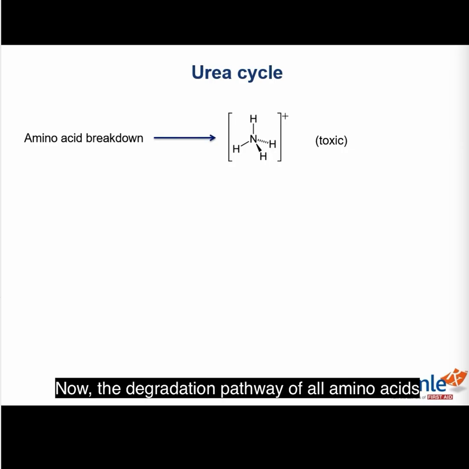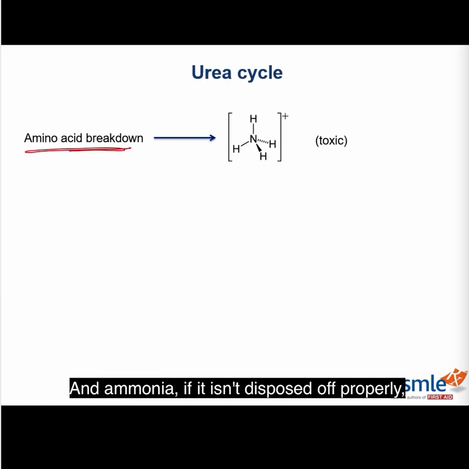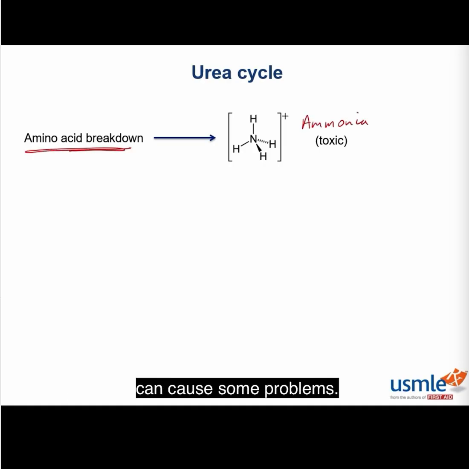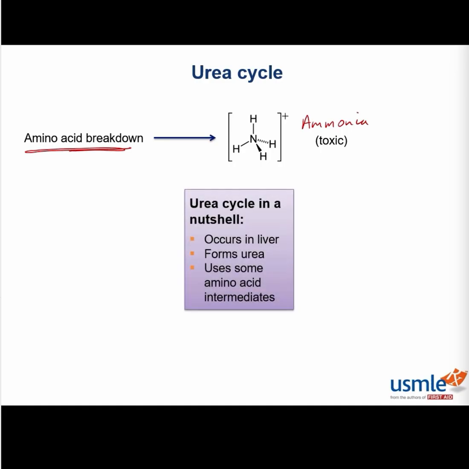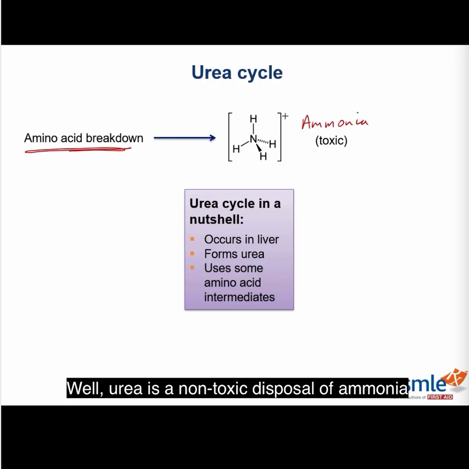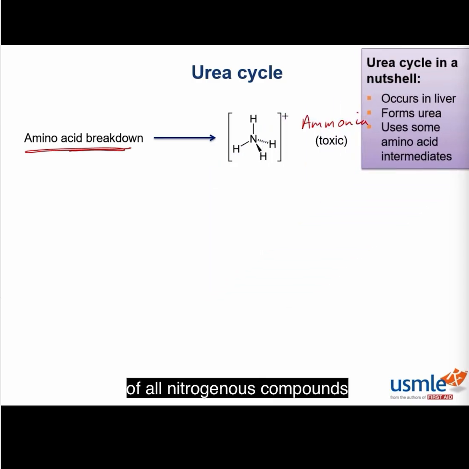Now, the degradation pathway of all amino acids produces ammonia, and ammonia, if it isn't disposed of properly, can cause some problems. So how does the body actually get rid of ammonia? Well, urea is the non-toxic disposable form of ammonia, which is synthesized in the liver and excreted via the kidneys into the urine. Now, urea accounts for about 90% of all nitrogenous compounds which are excreted in the urine.